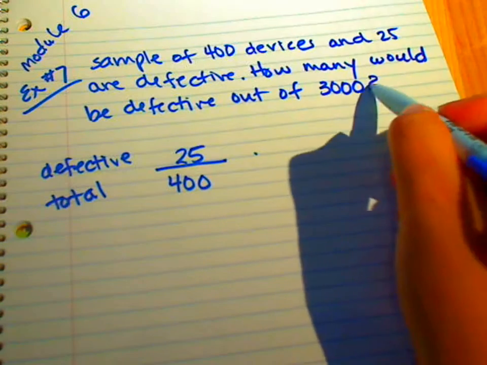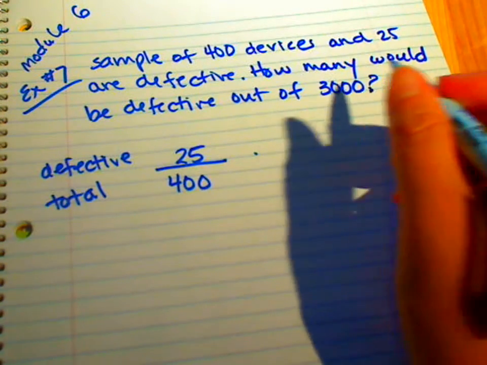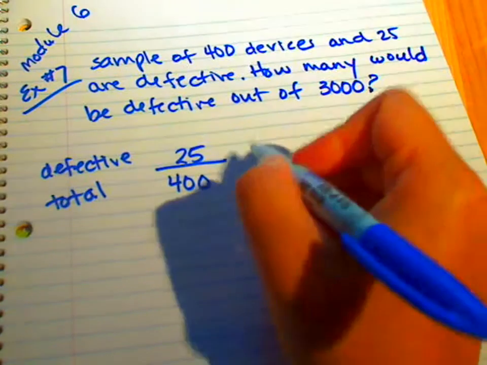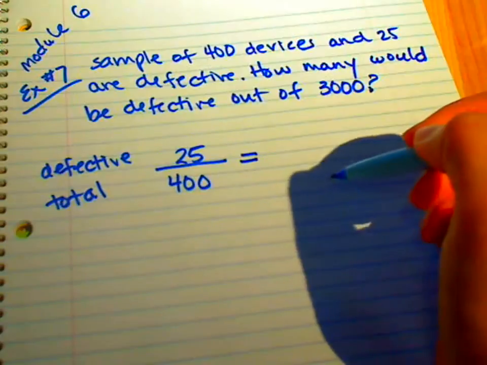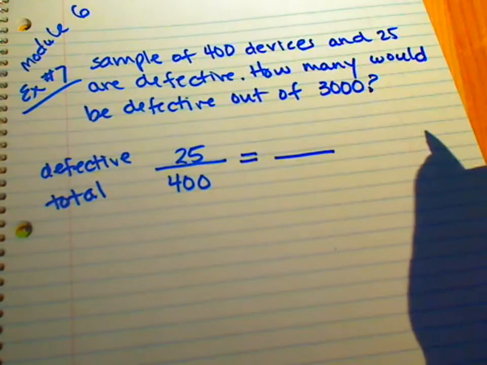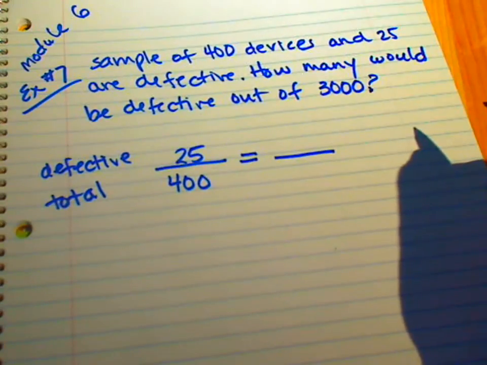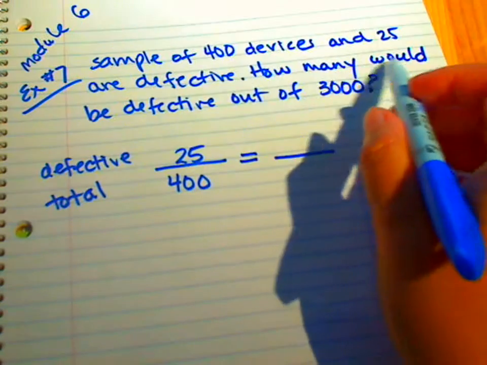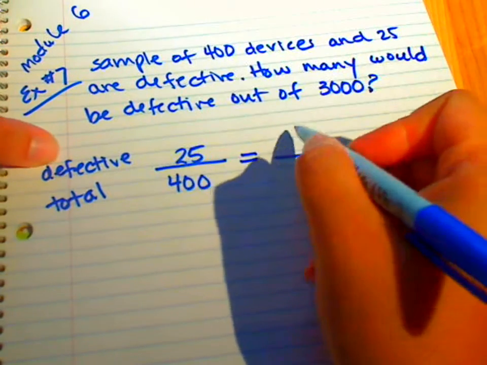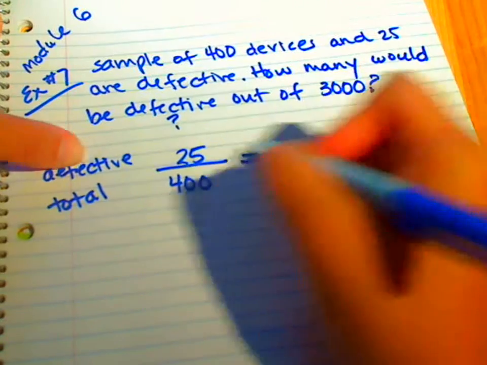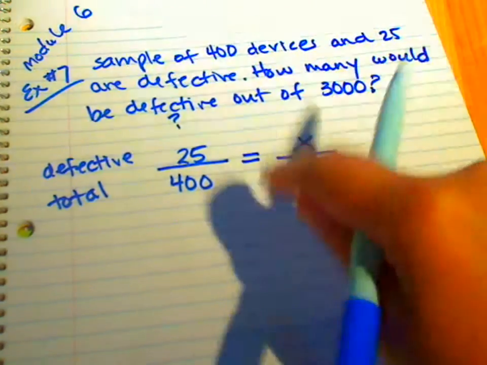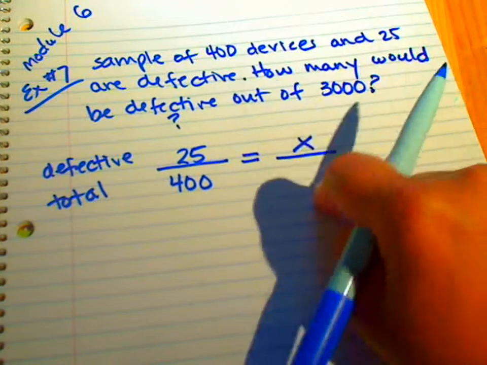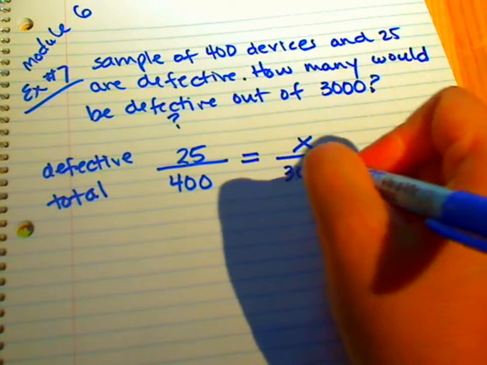Now, I'm going to compare that with a larger amount of 3,000. So I'm going to set it equal. I'm going to set up a proportion, and I'm going to set up another fraction and do some cross multiplying to give me an estimate. How many would be defective? So I don't know. That's the question mark. So I'm going to put defective for this bunch is going to be X. And now this time, instead of the total of 400, I'm comparing it to 3,000.